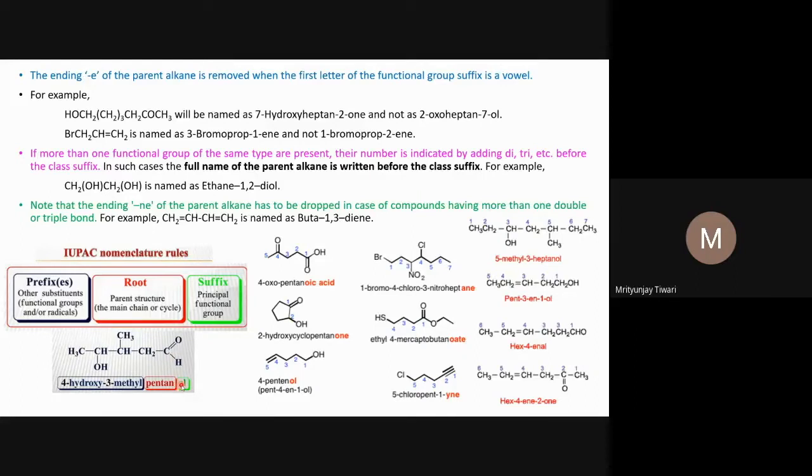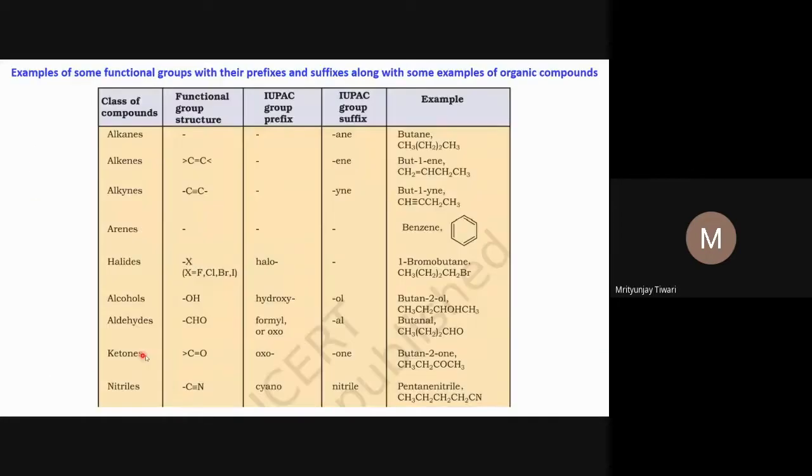And since A is a vowel and pentane ends with E, which is also a vowel, we do not write two vowels continuously, and so that E is omitted. So it is pentanol. So 4 hydroxy 3 methyl pentanol. This is the name of this compound.